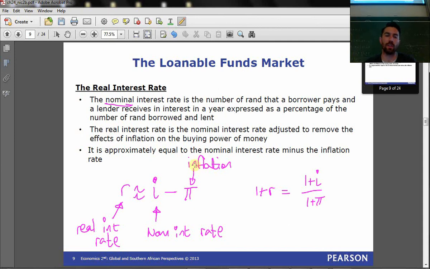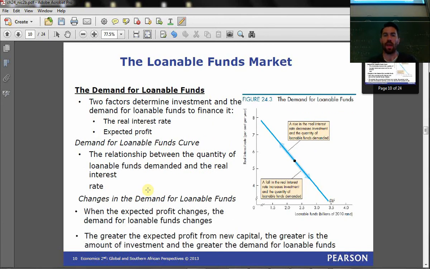So we are adjusting the nominal interest rate for the effects of inflation in order to get the real interest rate. And then what we're going to do is plot the real interest rate against the quantity of funds that are available for lending, that are going to be exchanged in the loanable funds market. So the loanable funds market: the quantity of funds against the real interest rate.